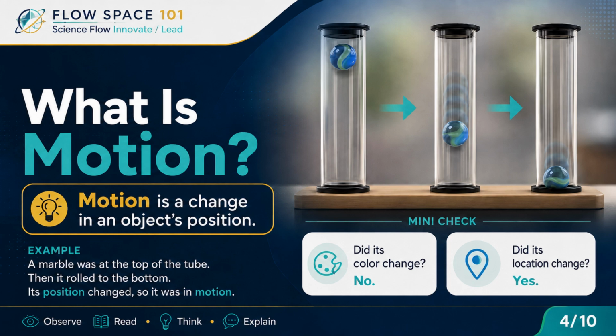Let's look at the example. A marble was at the top of the tube. Then it rolled to the bottom. Did its color change? No. Did its location change? Yes. That means the marble was in motion. So remember, motion happens when position changes.